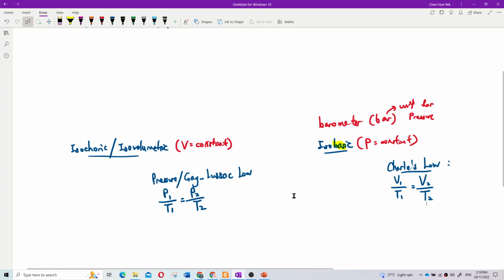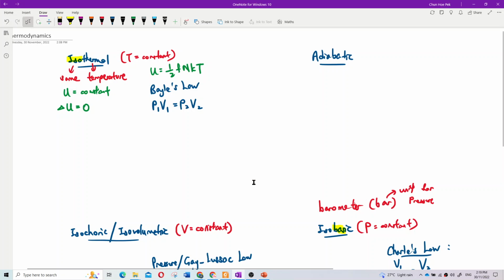Okay, enough with that. Now, just now I talked about the internal energy. We go back to the isothermal process. Just now we talked about temperature constant, and temperature is related to the internal energy of gas. So if temperature is constant, that means internal energy is also constant. So no change in internal energy, delta U equal to 0.